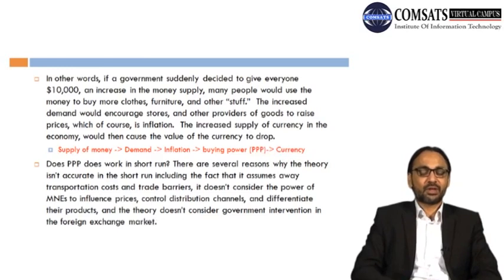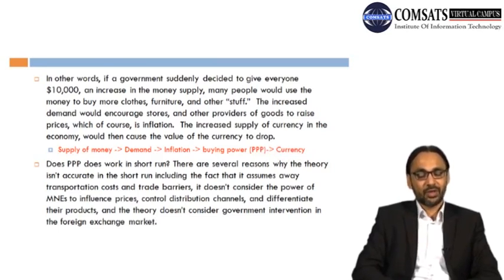In other words, if a government suddenly decides to give everyone 1,000 to increase the supply of money, the increased demand would encourage stores and other providers of goods to raise prices, which of course is inflation. The increased supply of currency in the economy would then cause the value of the currency to drop. Supply of money leads to demand, higher demand leads to higher inflation. Higher inflation will reduce buying power, and that will depreciate the currency.